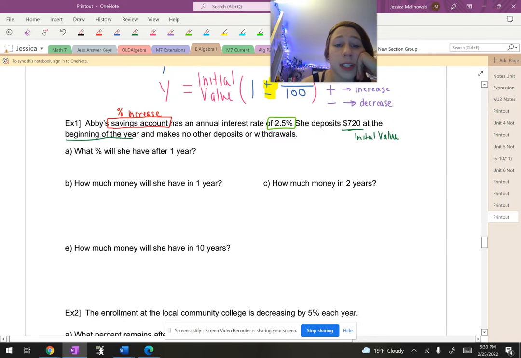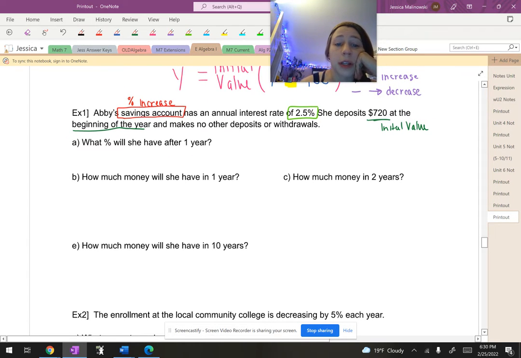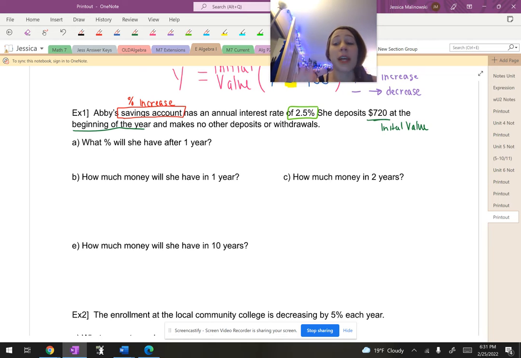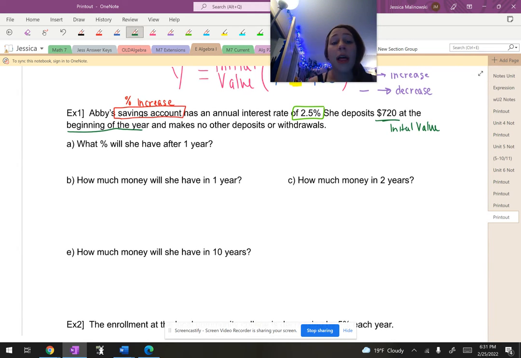Okay, so let's think here. What percent will she have after 1 year? Well, we already decided that the percent was increasing. So what percent of her original amount is her original amount? That 720 is not going to change. She's not getting rid of that. She's not losing that. If anything, that's growing. So that $720 is the 100%. That's the whole total percent. That initial amount is that 100% to start.